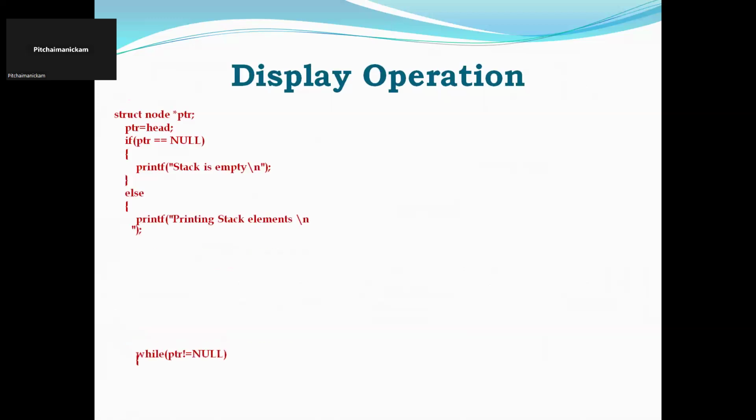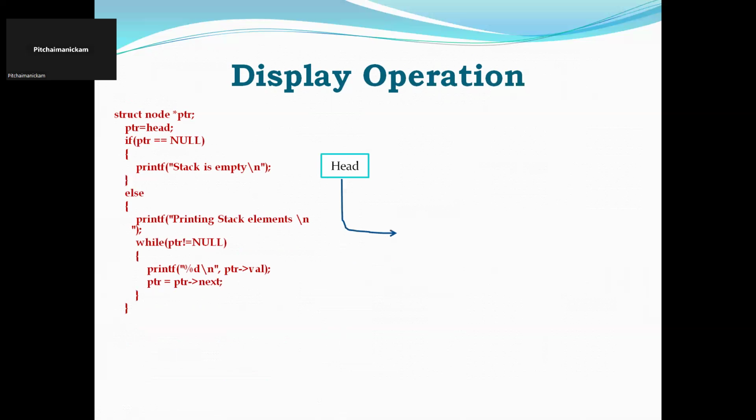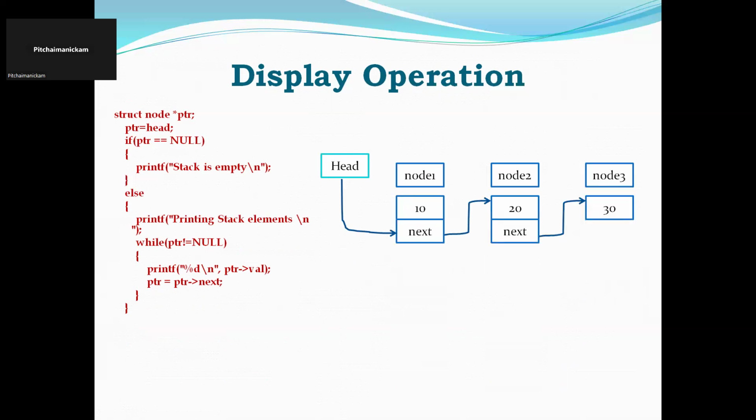The next thing is the display operation. Display operation means how we are going to display the elements in the stack. First, let us see an example. Consider this example. This is the head. Suppose three nodes or three elements, 10, 20, and 30, are stored in the stack. How are we going to retrieve them?